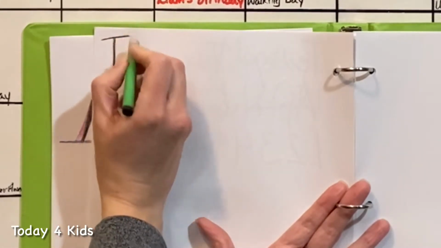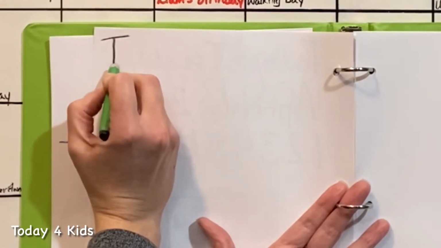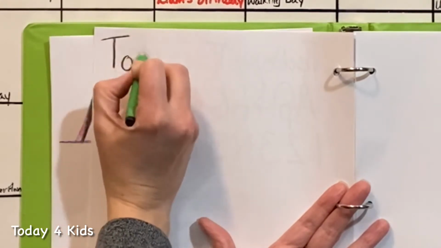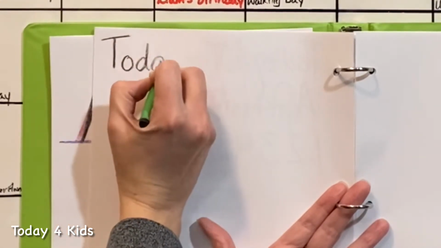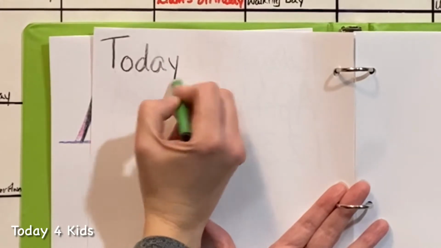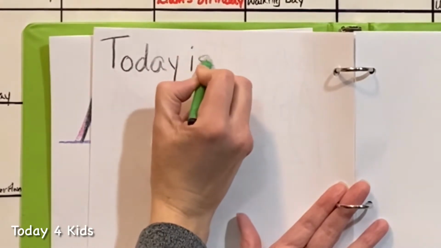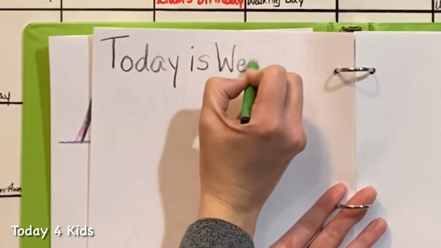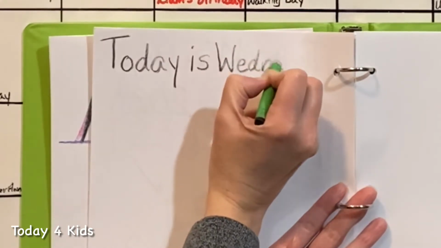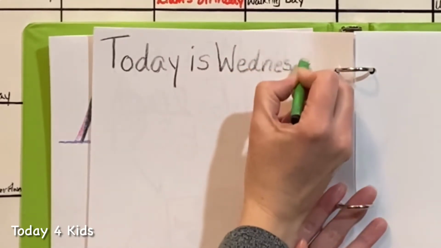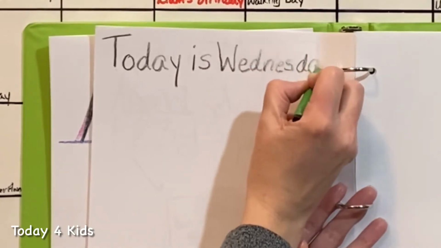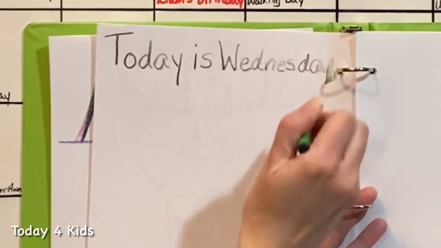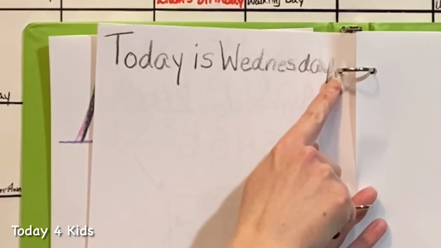And we always capitalize the first word in our sentence. So capital T, O, D, A, Y. And then the next word is, and then we're going to put in Wednesday. Capital W, E, D, N, E, S, D, A, Y. And then a comma. And that comma reminds us to pause before we say the next word.